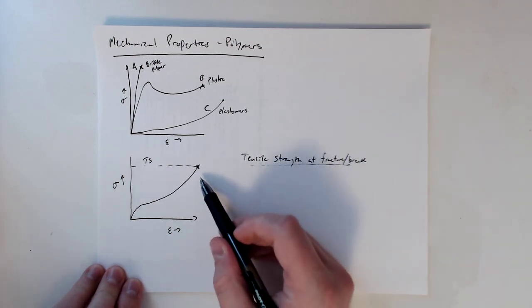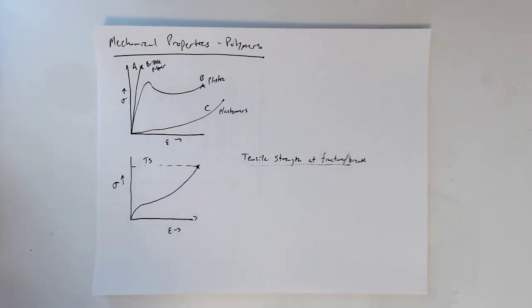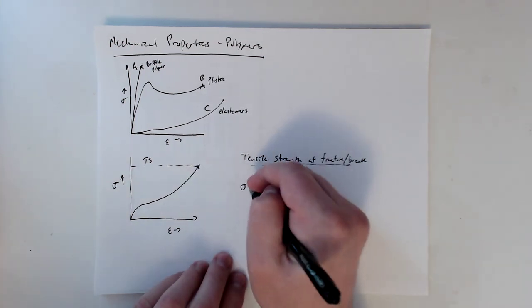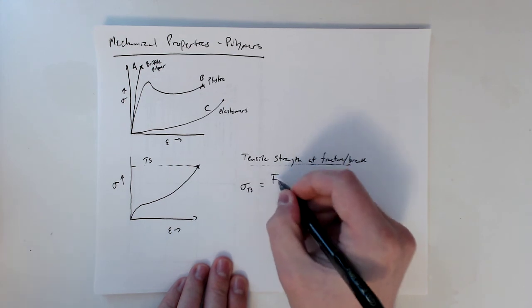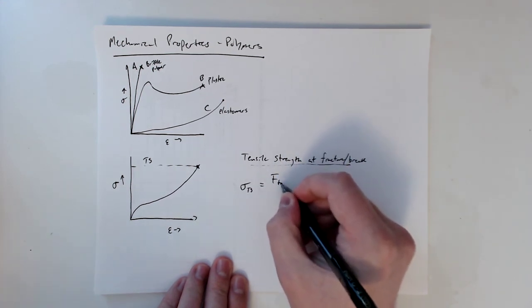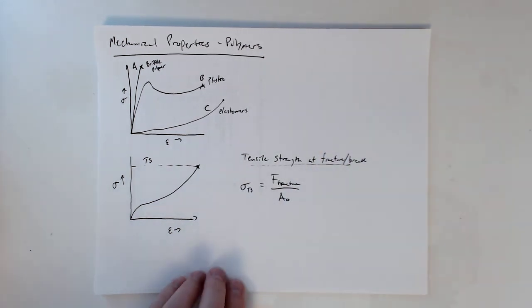This is quite easy to calculate, right? We just take the value where it breaks and then calculate the stress at that point, and we've got our stress value. Essentially, the equation for this is sigma TS, for tensile strength, is the force at fracture divided by the original area, because we're using the engineering convention in this case.